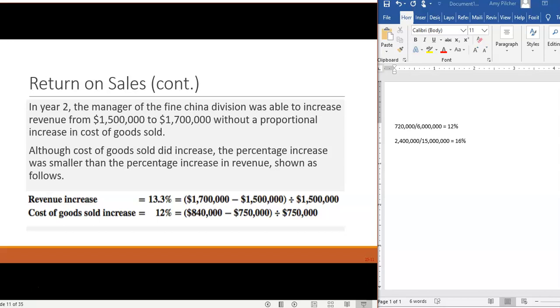So in year two, we show that we're able to increase revenue without a proportional increase in cost of goods sold. Even though our cost of goods sold did increase, the percentage of that increase was smaller than the percentage increase in revenue. So we had a 13.3% increase in revenue and a 12% increase in cost of goods sold. That gives us almost a penny additionally for each dollar of sales revenue.